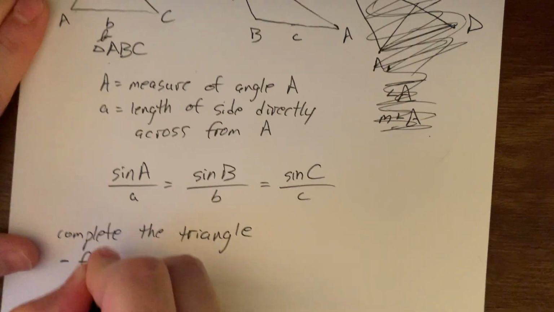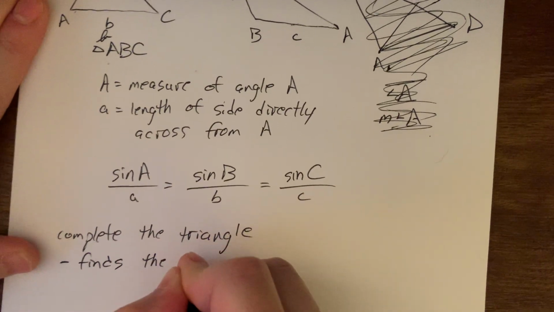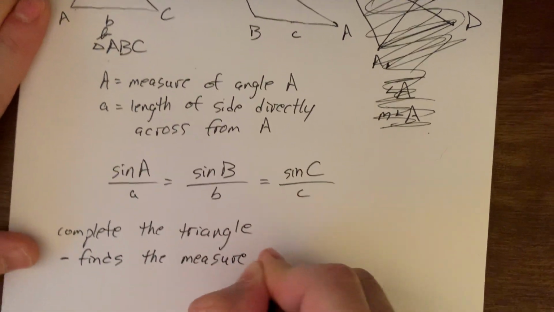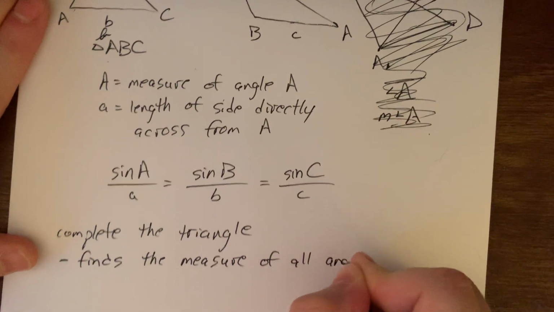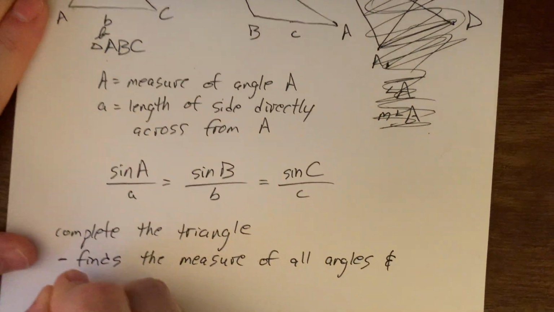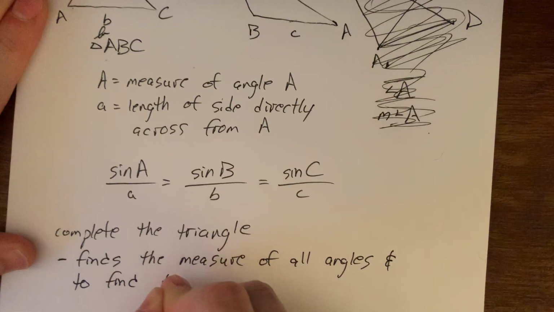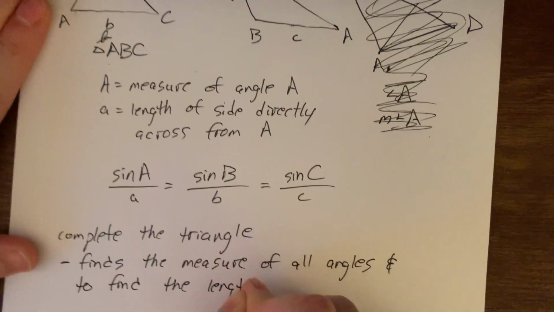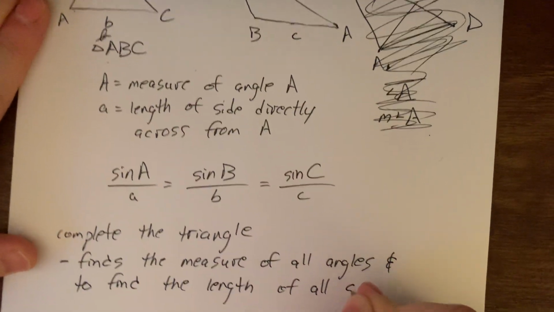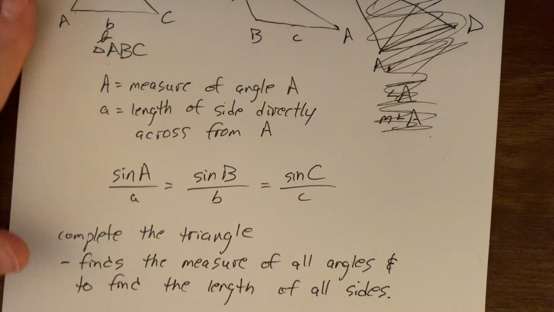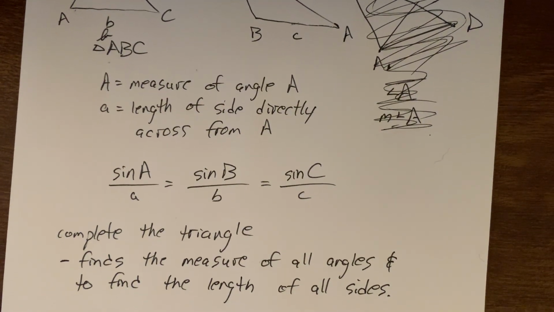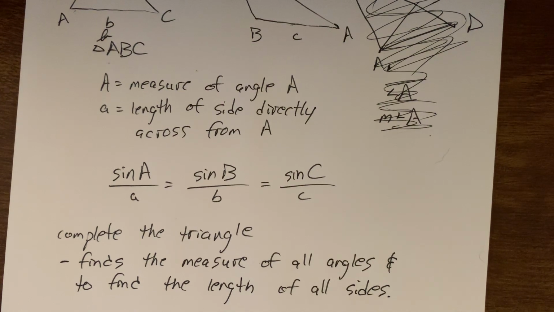If we're asked to complete the triangle, that literally is telling us to do two things really. It's to find the measure of all angles and to find the length of all sides. That's what we are looking to do. So this is going to be a section where we need our calculators. I'll show you some of the arithmetic when we get to that part. And we'll also need to have some rounding directions.